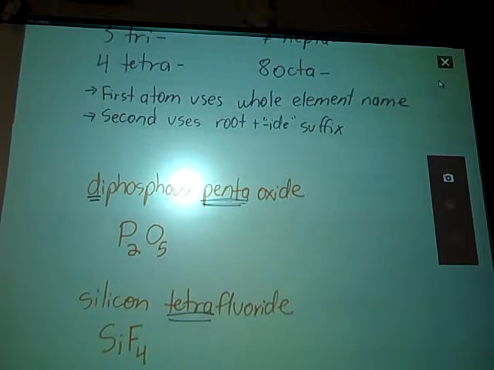So the naming of covalents is considerably more straightforward than the naming of ionics. We have no charges, no parentheses. The prefix tells you how many atoms you have present. I hope that was fairly simple and straightforward for you.